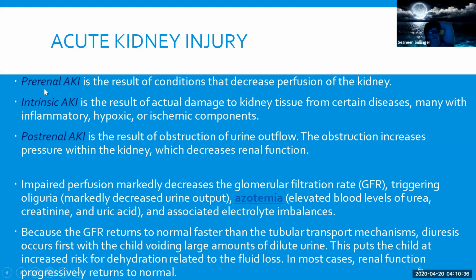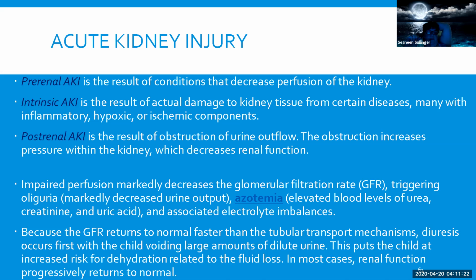So when you're thinking of pre-renal, it's the result of some condition that decreases perfusion of the kidney. So the kidney's not perfusing. If it's intrinsic, it's actual damage to the kidney. And if it's post-renal, it's usually a result of an obstruction of urine flow. The obstruction increases the pressure, which then decreases the renal function. When you have poor renal function, your glomerular filtration rate decreases, and then you have a decreased urine output. Azotemia is an elevated blood level of the urea, the BUN, the creatinine, uric acid. And then you'll also start to see electrolyte imbalances.